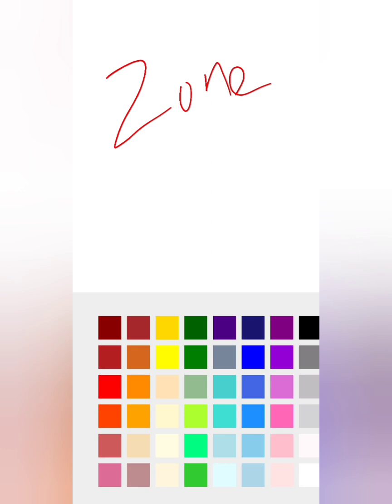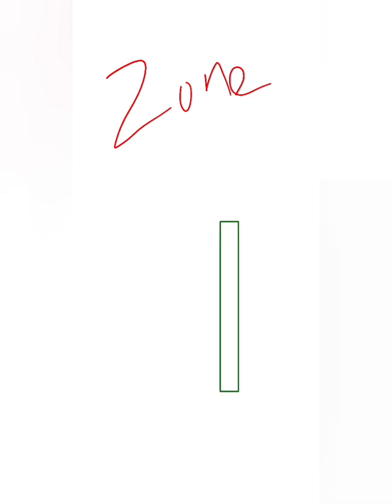Actually, if you see, I'll draw it again. If you see an engulfing candle, something like this in the chart, you can draw your zone. You have to draw it at the candle being engulfed, something like this. Okay, let me make it clear.